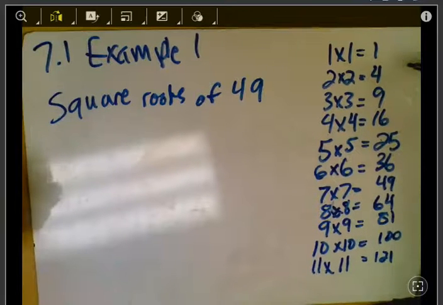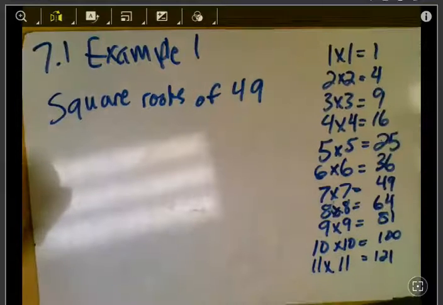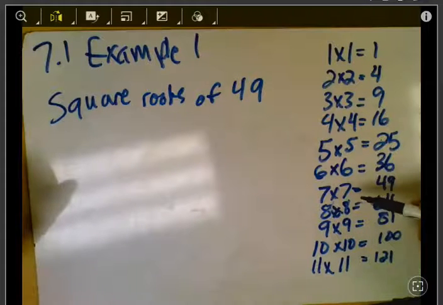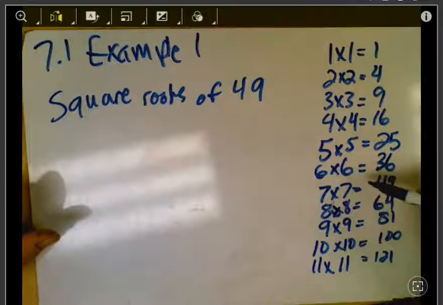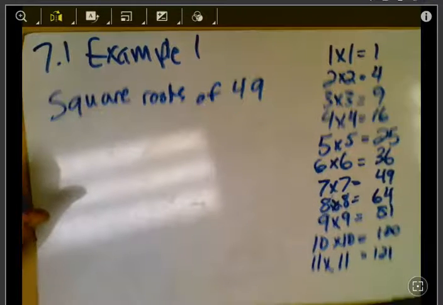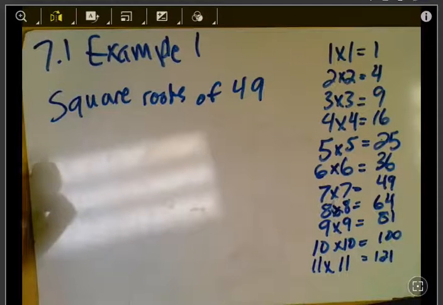Since we're finding the square roots of 49 and we know it's a perfect square, our answer can be found over here. So we see that 7 times 7 is the answer for the square root. 7 is the square root of 49. And what we read in the key idea on the page before, I read it at the beginning of the video, but a square root of a number is a number that when multiplied by itself equals the given number, and every positive number has a positive and negative square root.